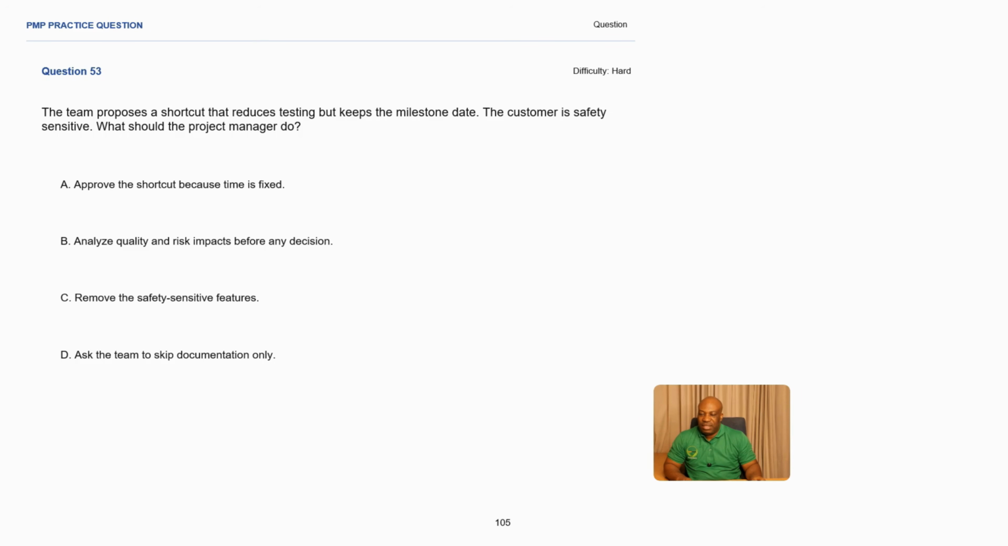Practice question number 53. The level of difficulty is also hard here. The team proposes a shortcut that reduces testing but keeps the milestone date. The customer safety is sensitive. Okay, what should the project manager do? All right, so the problem statement here is the team is proposing something that is going to provide a shortcut and it's going to reduce testing, but it's going to keep the milestone date.